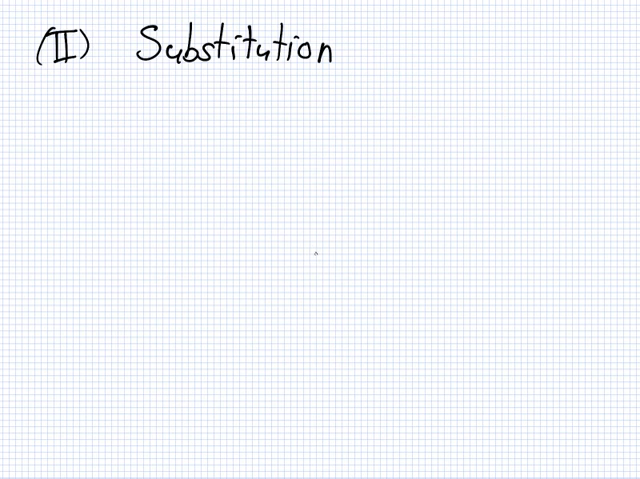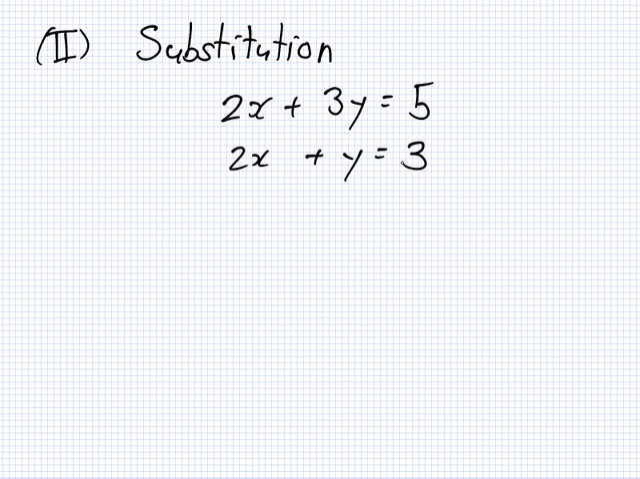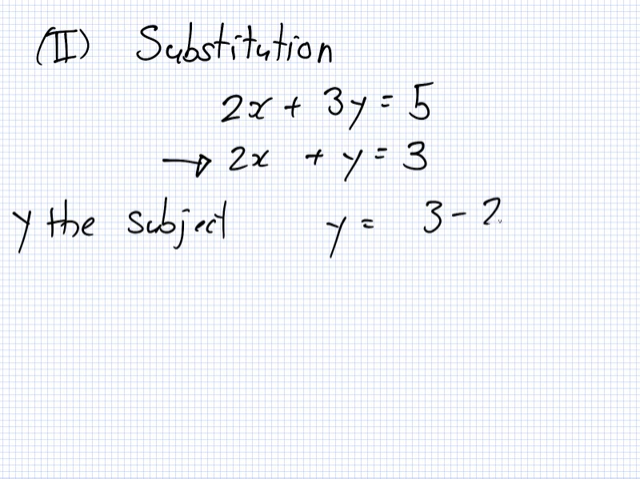So I'll just make up an example. I'll just say 2x plus 3y equals 5, and then we'll say something like 2x plus y equals 3. So in this, questions? Oh no, no question, okay. So in the substitution method, what you do is you make y the subject for one of them. It doesn't matter which. Let's choose this one. So if I make y the subject, yeah, y equals 3 minus 2x.